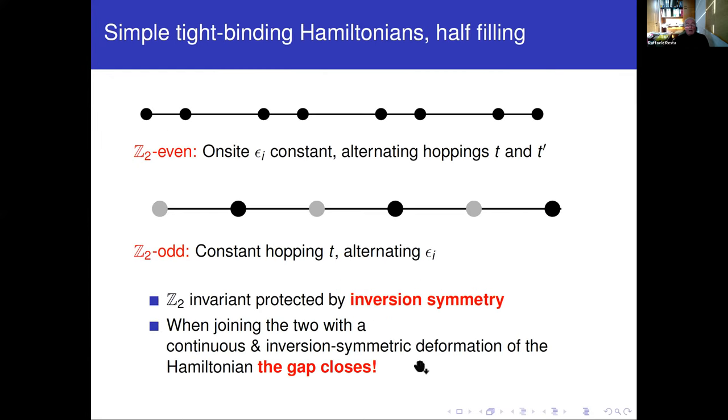And you can try the exercise because it is diagonalizing a 2x2 matrix. You realize that if you try to transform with continuity the Hamiltonian which gives this into the Hamiltonian which gives this, necessarily at some point you close the gap. If you want to keep it centrosymmetric, there is no way of keeping the material centrosymmetric and transforming with continuity this situation into this situation without closing the gap.